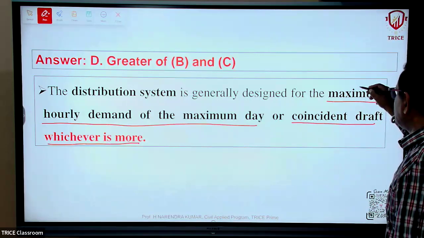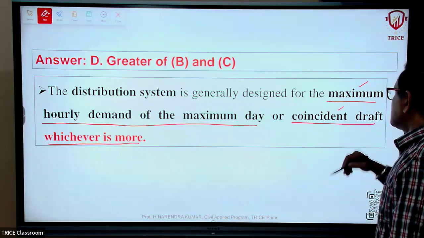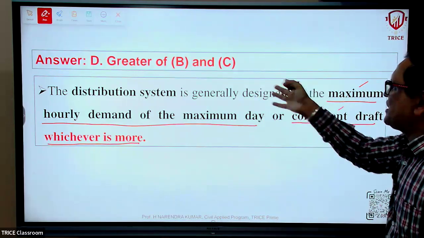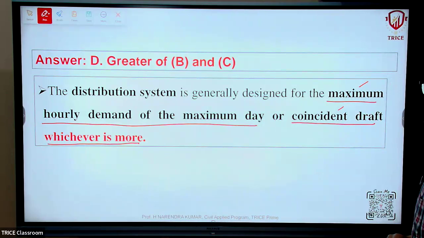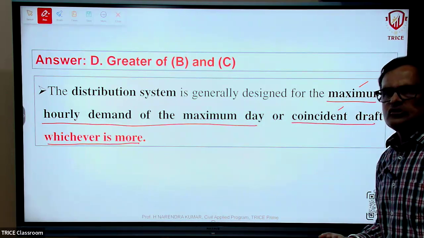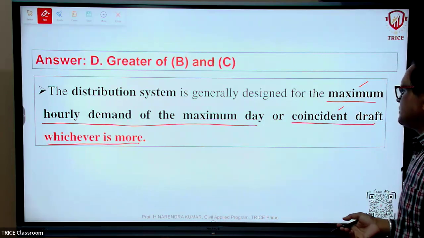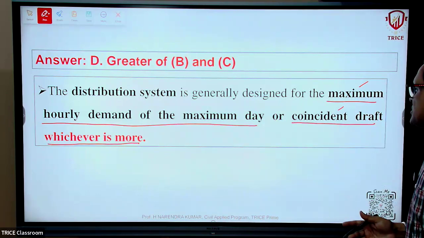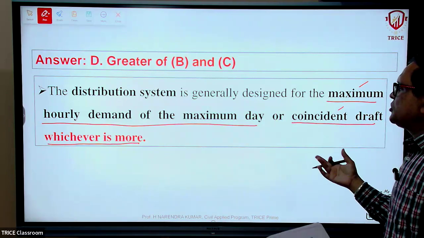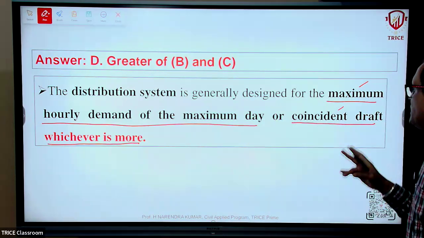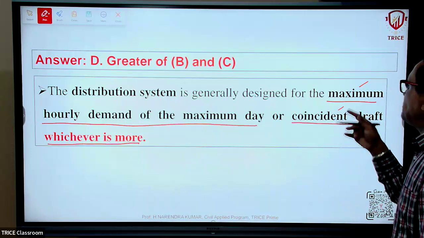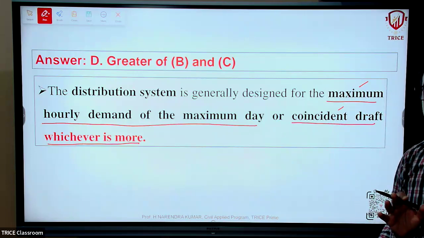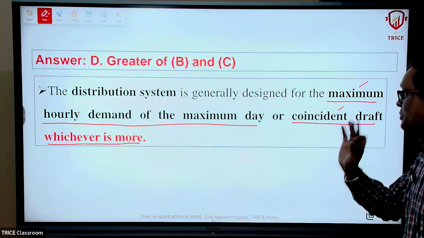So first of all, we calculate this, and we calculate this. Whichever is more is taken for the design of the distribution system. That is nothing but the capacity of our distribution system. If you want, I can give more explanation also. The assumption made here is that if you add the fire demand to this, the total quantity required is too huge. It assumes that a fire will not happen when people are consuming at the maximum hourly demand. That is the basis. That is why they take the maximum hourly demand of the maximum day.